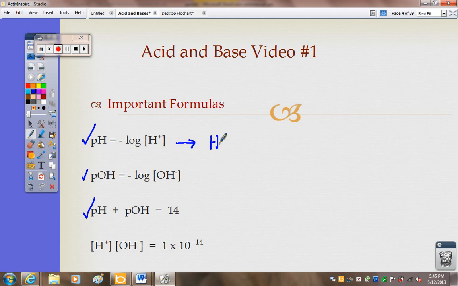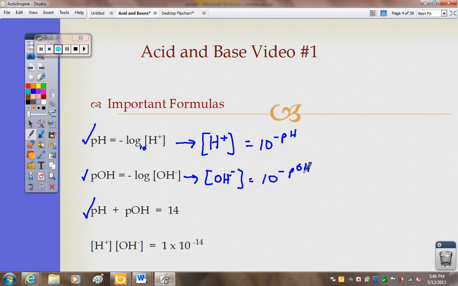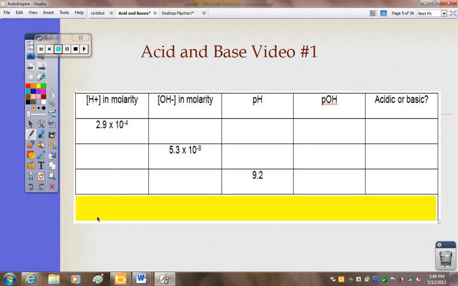H+ ion concentration is equal to 10 to the negative pH. That's because the logs are a base 10. Or OH- concentration is equal to 10 to the negative pOH. The last formula is H+ ion concentration times OH- ion concentration is 1 times 10 to the 14th negative. Let's try some practice problems.